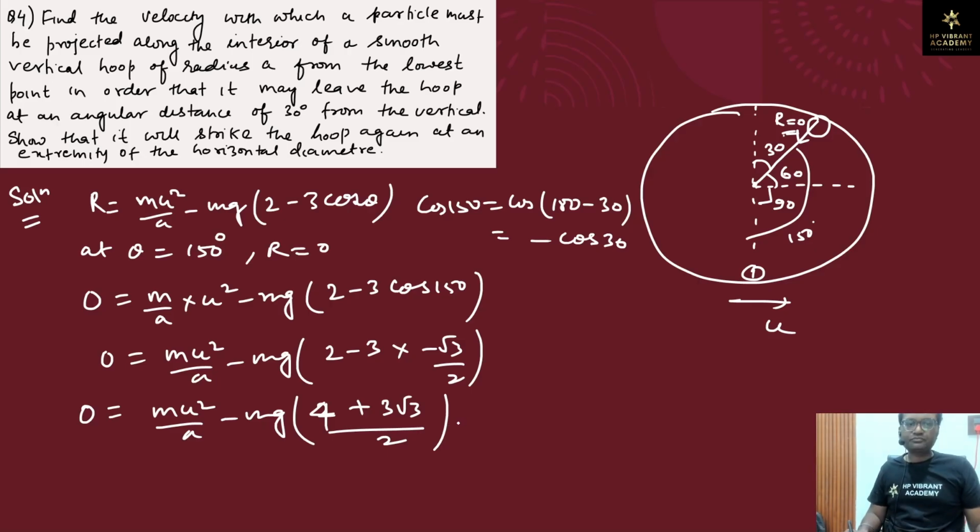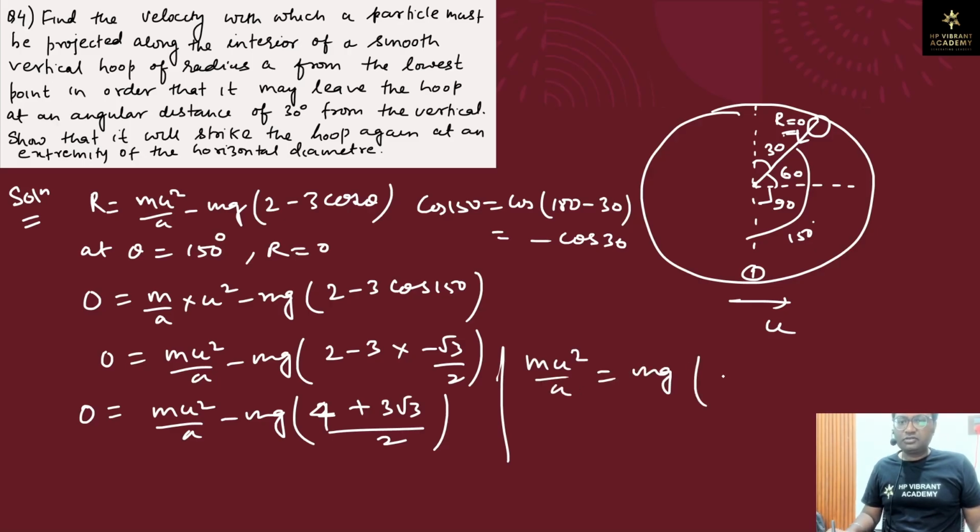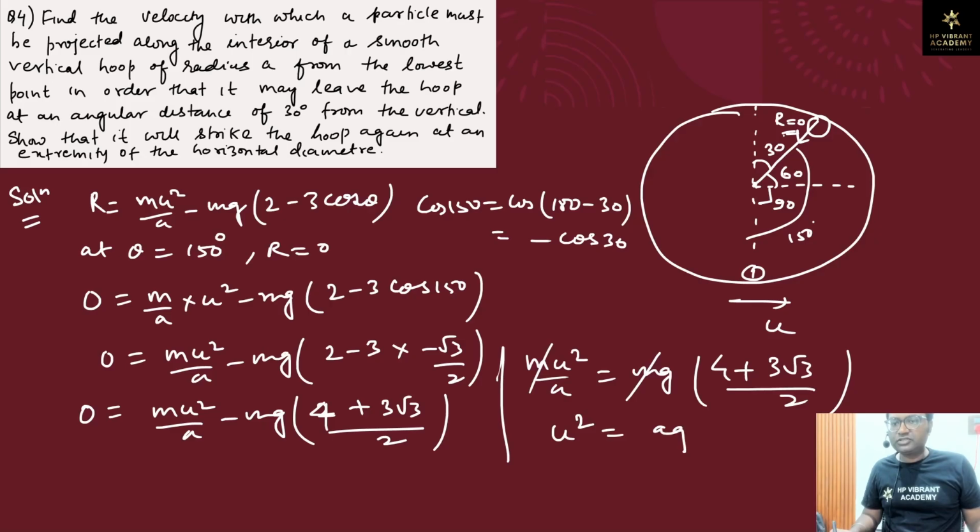Okay, so this is equal to 0. So we have mu square upon a is equal to mg into 4 plus 3 root 3 upon 2. So m gets cancelled, and we have u square is equal to ag upon 2 into 4 plus 3 root 3. Okay, so u is equal to root of ag upon 2 into 4 plus 3 root 3.